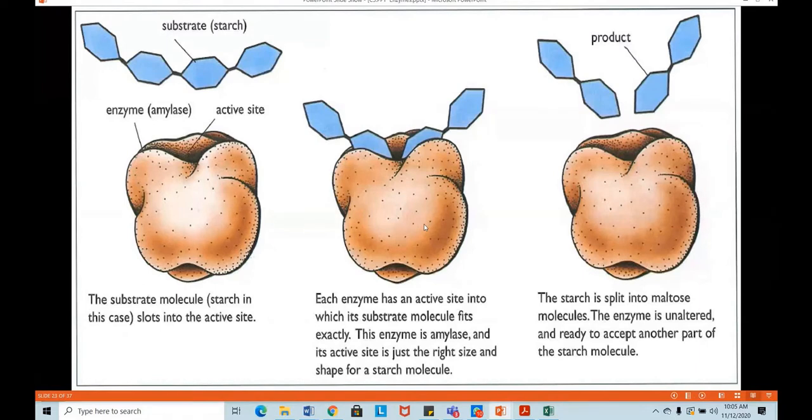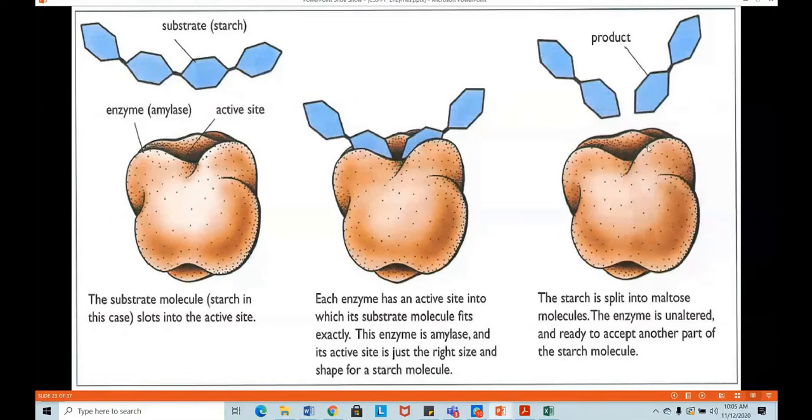So that is why they say each enzyme has a specific function. It cannot work on all types of reactions. And it has a specific shape into which only the substrate molecule can fit. So in this enzyme amylase, only the starch substrate can fit like this. So now the reaction is taking place. So the starch is broken down by the action of the enzyme amylase, and the products are released.